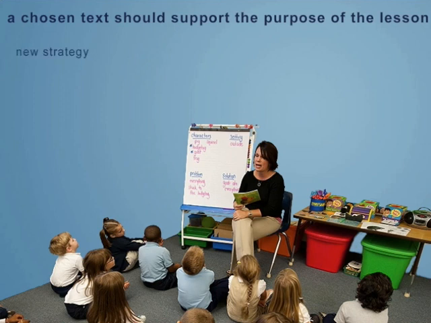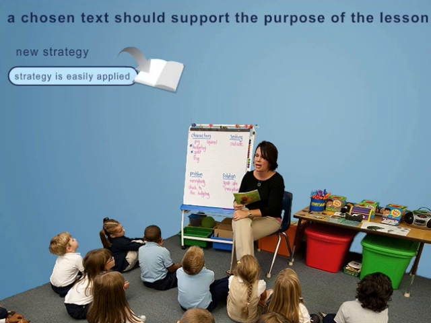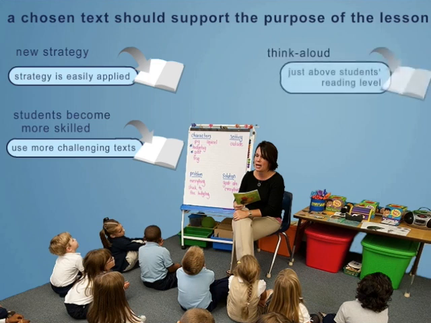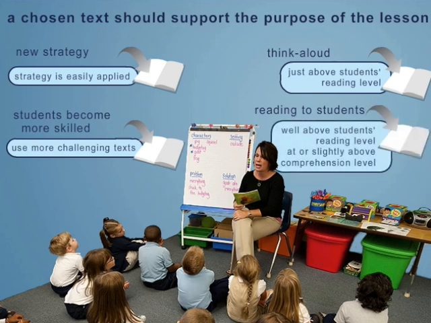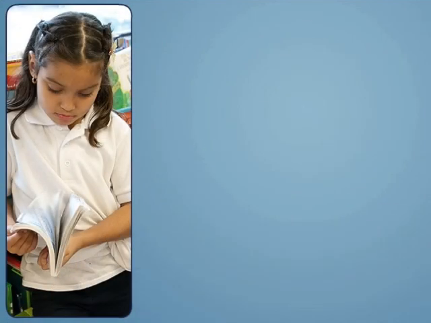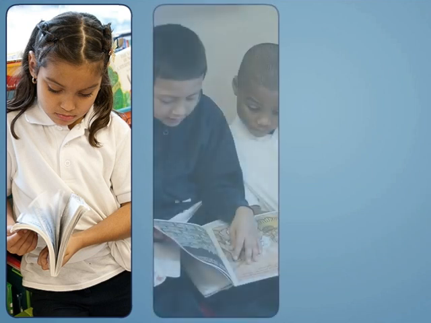When introducing students to a strategy, such as summarizing, select a text in which that strategy is easily applied. Later, as students become more skilled in a particular strategy, present them with a text that is more challenging. When doing a think aloud, use a text that is just above the student's reading level. When reading to students, select a text that is well above the student's reading level, but is at their listening comprehension level.